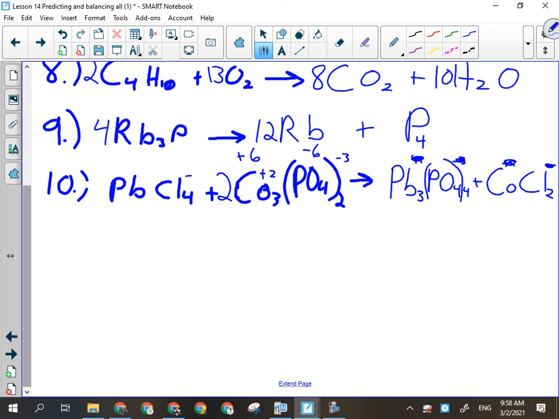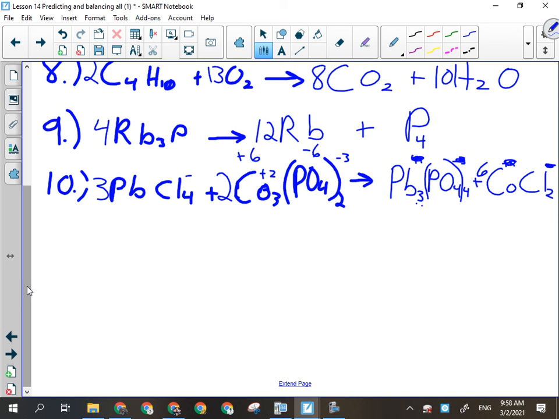Okay, so there's 4 phosphates on the product side. Now there are 4 phosphates on this side, which gives me 6 cobalts. I'm going to go over here and make sure I have 6 cobalts. That gives me 12 chlorines. So I go back over here and make sure I have 12 chlorines. This is a good sign. That gives me 3 leads. I got 3 lead over there. Okay, now I know the whole reaction is balanced. All right, questions on that one?